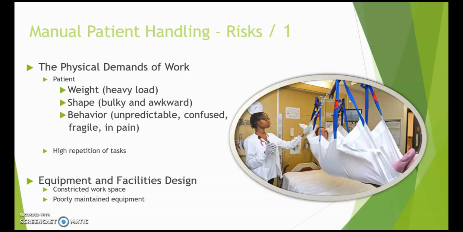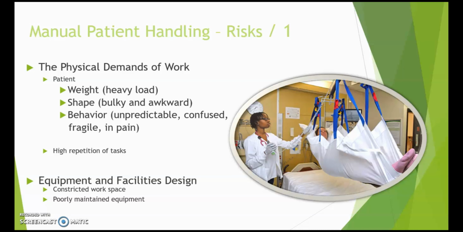Manual patient handling risks, part 1. The physical demand of work, patient weight, shape, and behavior. Weight, of course, related to a heavy load that might be a problem in our own ability to move the patient. Shape, bulky and awkward, the way we are positioning the patient, and how sort of a grasp we have when moving. And behavior, unpredictable, confused, fragile, and in pain. Okay? And of course, the physical demand of work also includes a high repetition of tasks, which might in themselves be a problem, this time frame problem.